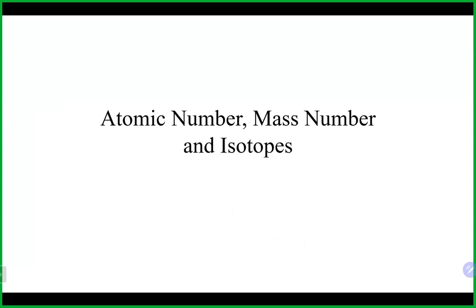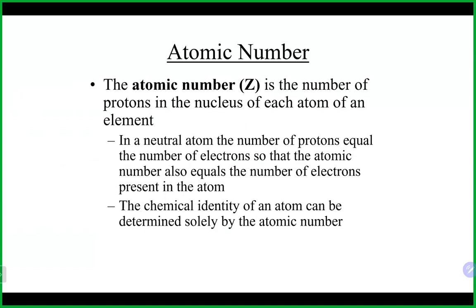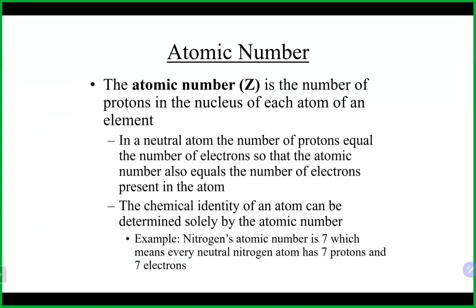So let's talk about some of the important properties here of an atom: the atomic number, the mass number, and the isotopes. And let's start with the atomic number. The atomic number is abbreviated with a Z, and it is the number of protons there are in the atom of an element.